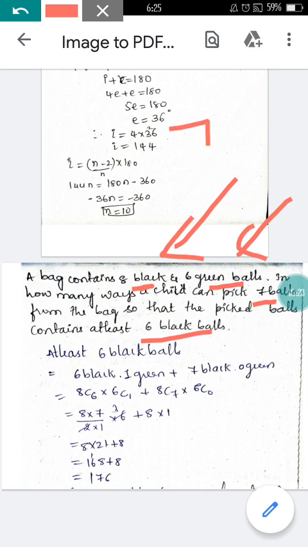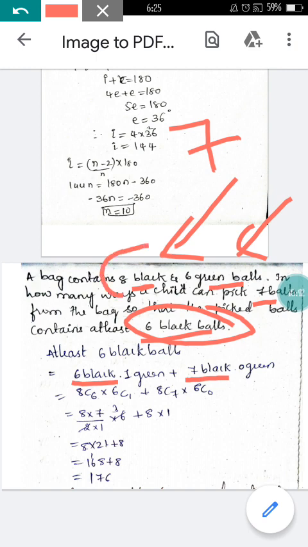In how many ways can a child pick 7 balls? You need to pick the 7 balls from a bag, right? From the bag, so that the picked balls contain at least 6 black balls. At least, here they have given the condition, means a minimum of 6 black balls will be there, or a maximum of 7 black balls will be there. But the sum should be equal to what? Sorry, the sum should be equal to 7 here, because you are picking only 7 balls. So 6 plus 1 will be 7, and 7 plus 0 will be 7 only.